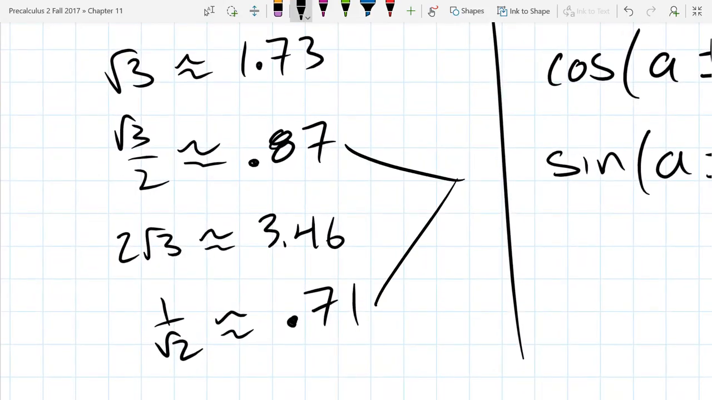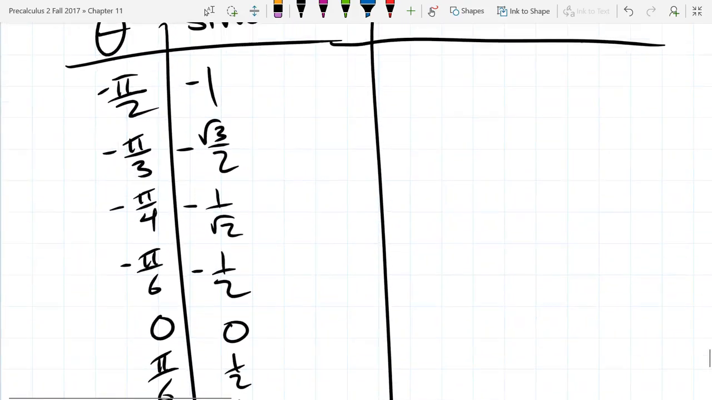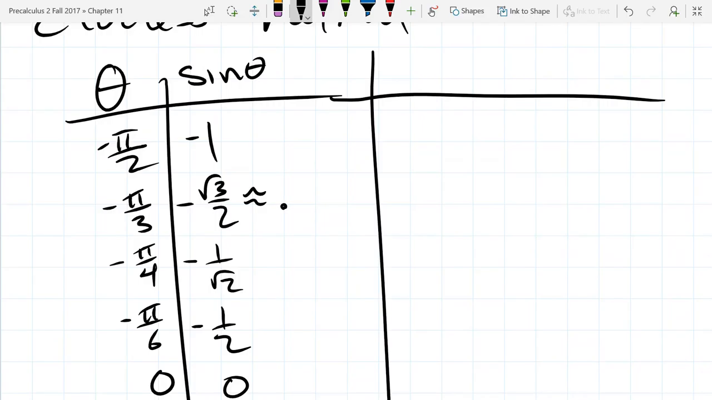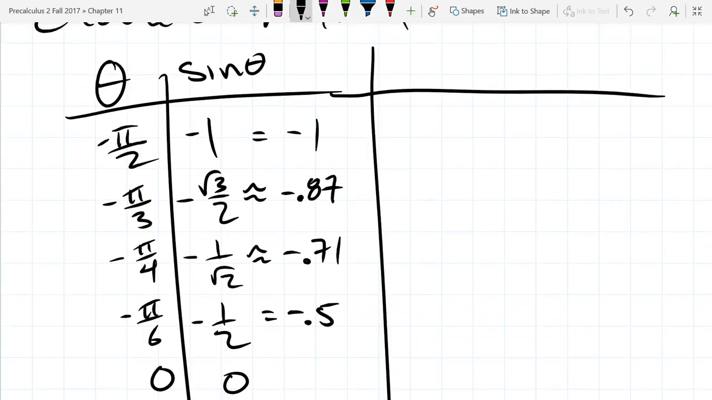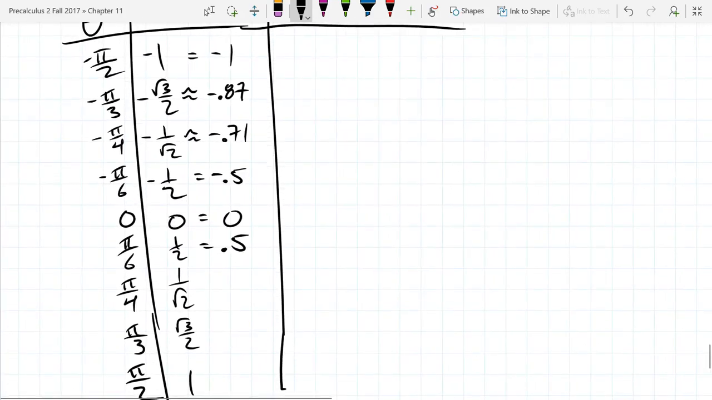Now I'm going to write down the approximations. So this is where those approximations come into play. They're right over here. The only two I need to use are 0.87 and 0.71. So I'm going to use those two approximations. This is going to be negative 0.87. Negative 0.71. This next one's actually equal negative 0.5.